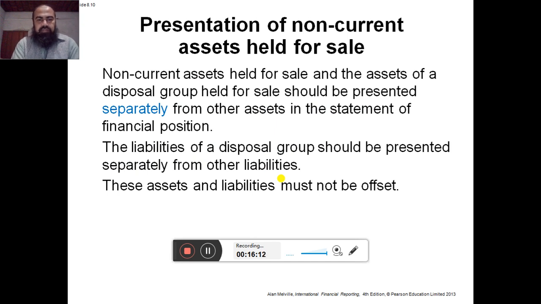Now I come to the presentation of non-current assets held for sale. Obviously, presentation means how we will be presenting it in our financial statements. Financial statements are very specific. The financial statement that would be relevant is the statement of financial position, the other name of which is balance sheet. So a non-current asset which is held for sale, and the assets of a disposal group held for sale, should be presented separately from the other assets in the statement of financial position. उनको अलग से ही show करना पड़ेगा. Obviously, उनको on the face of balance sheet ही show करेंगे, लेकिन उनको अलग से show करेंगे.